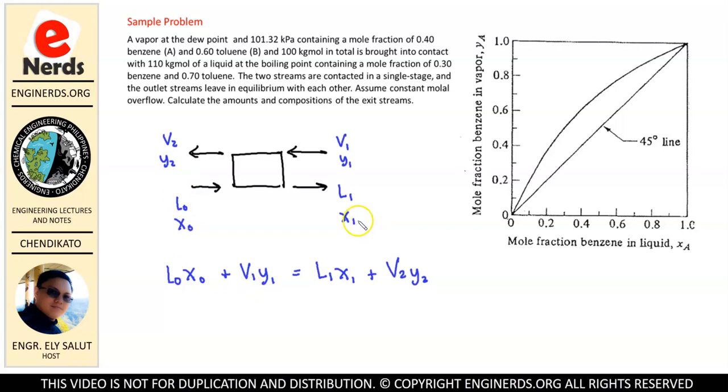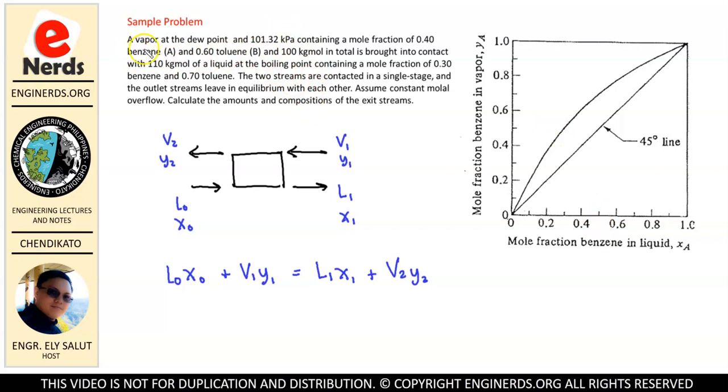Hindi tayo malito. So, alam natin, our condition here is at 101.32 kilopascal. So, katulad nung sinabi ko kanina, when we have a problem like this, we will be using itong XY diagram natin. Okay, so kaya pinrepair na natin siya dito. Okay, so this is the XY diagram of benzene-toluene at 101.32 kilopascal.